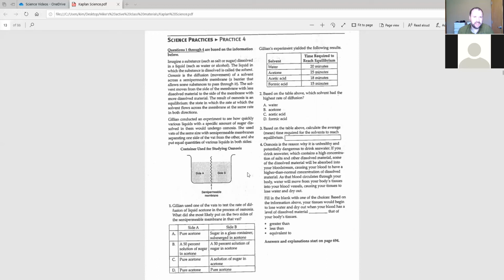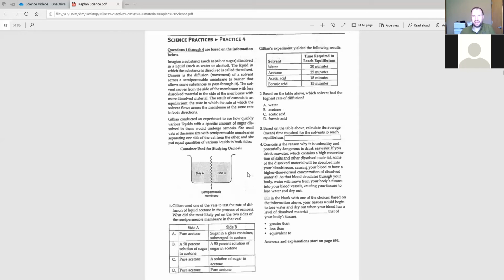So the passage says, imagine a substance, such as salt, dissolves in a liquid, such as water or alcohol. The liquid in which the substance is dissolved is called the solvent. Osmosis is the diffusion or movement of a solution across a semi-permeable membrane, or a barrier that allows some substances to pass through. The solvent moves from the side of the membrane with less dissolved material to the side of the membrane with more dissolved material. The result of osmosis is equilibrium, the state in which the solvent flows across the membrane at the same rate in both directions. Okay, so pretty wordy, lots of vocab.